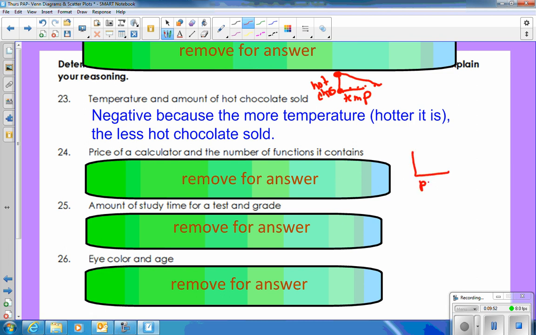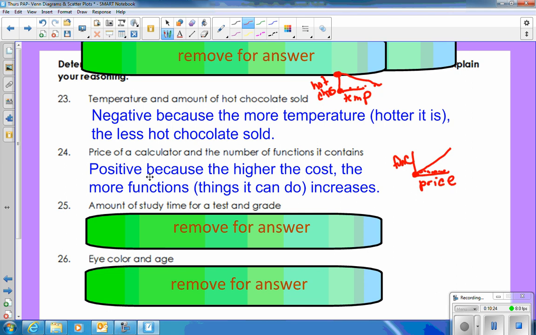We've got the price of a calculator and its functions. Functions is what it can do. So if you start right here, this means your price is 0. If your price is 0, your calculator probably can't do a lot, so it would be 0 as well. As you move this way, your price increases, and the more expensive your calculator gets, the more functions it should be able to do. So this one is increasing, so it's a positive relationship.